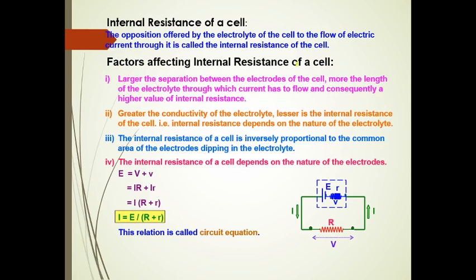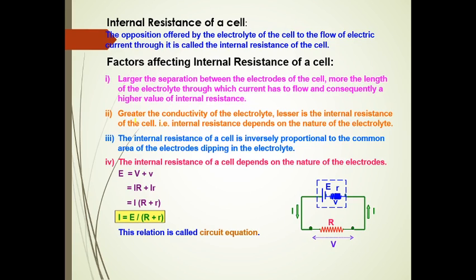The factors affecting the internal resistance of the cell: larger the separation between the electrodes of the cell. Two electrodes are used to prepare the cell, a cathode and an anode. So internal resistance depends on the separation between the electrodes, and the more the length of the electrode through which current has to flow, the higher the value of the internal resistance. When the separation distance between the two electrodes is larger, internal resistance is large.